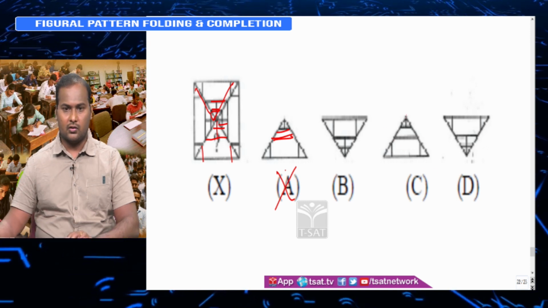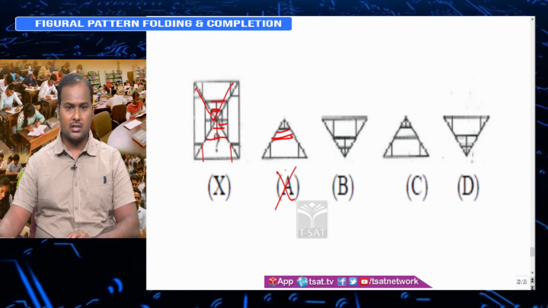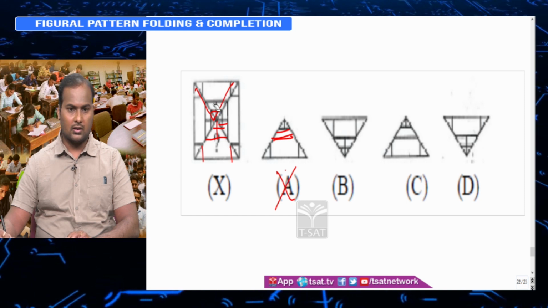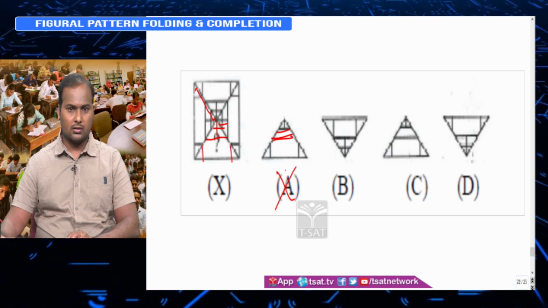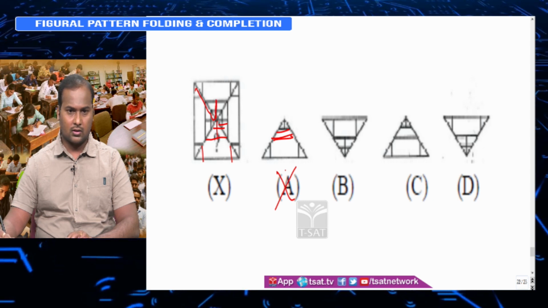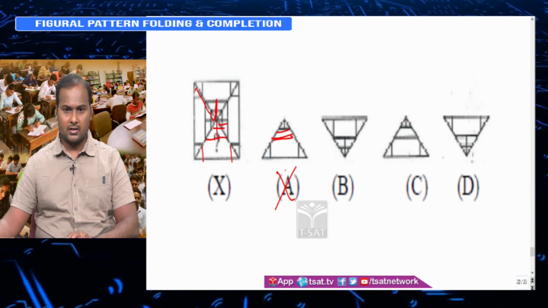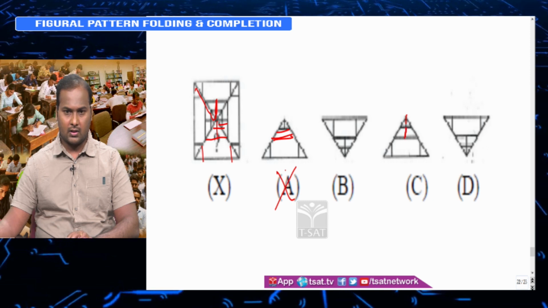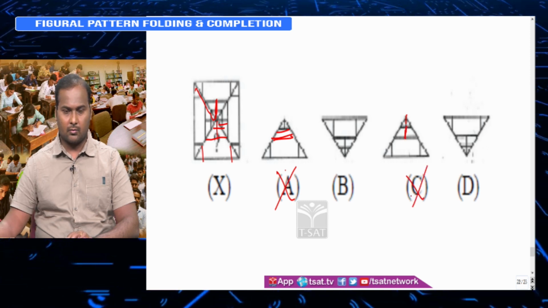The same way, you can see option C. In case of option C, the center line goes till the second line. The center line, this starts from here and goes to the center part. In this case, it is only here. It should travel this part also. So C cannot be your answer.